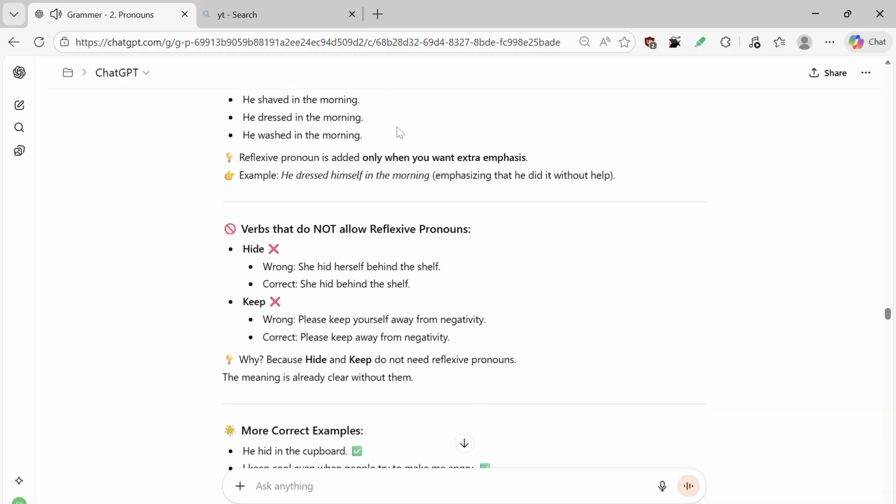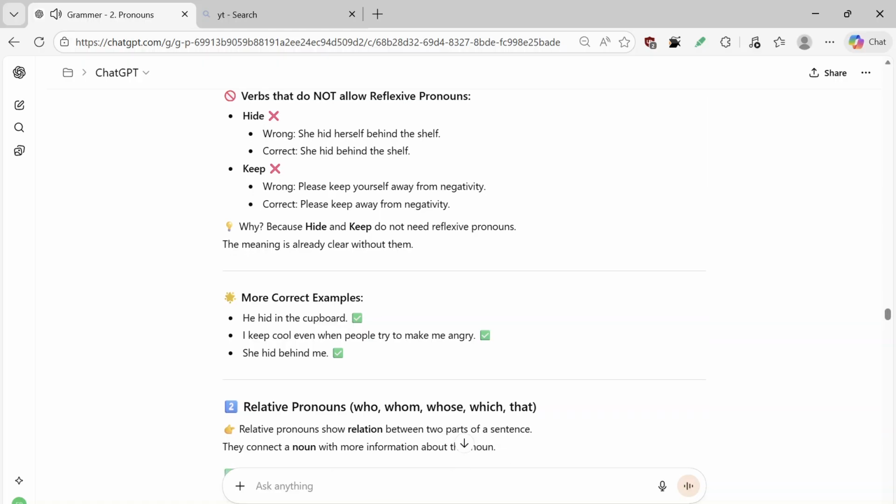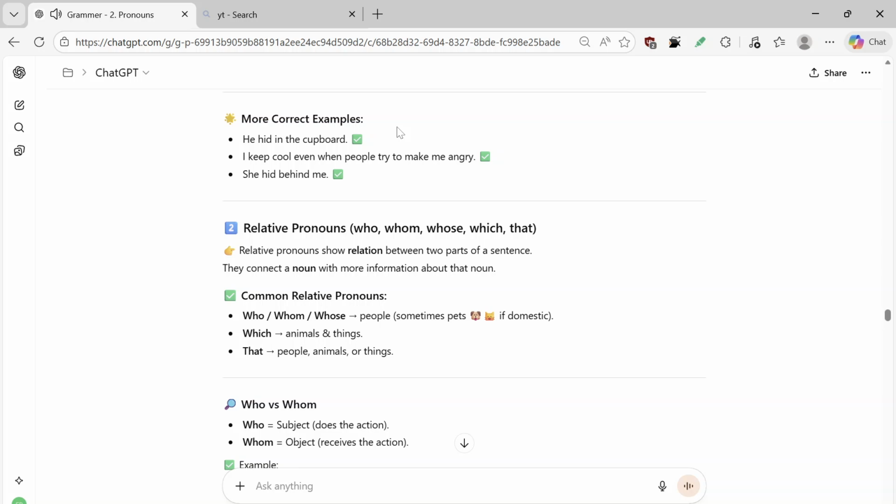Verbs that do not allow reflexive pronouns. Hide. Wrong. She hid herself behind the shelf. Correct. She hid behind the shelf. Keep. Wrong. Please keep yourself away from negativity. Correct. Please keep away from negativity. Why? Because hide and keep do not need reflexive pronouns. The meaning is already clear without them. More correct examples. He hid in the cupboard. I keep cool even when people try to make me angry. She hid behind me.